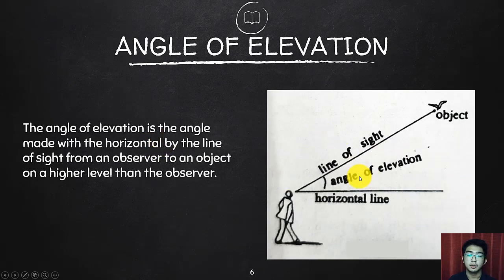The angle of elevation, here is an example, is the angle made with the horizontal by the line of sight from an observer to an object on a higher level than the observer. So for example, if you are looking at an object that is above you, the deviation or the subtended angle from your horizontal line of sight, because the usual line of sight is horizontal, to that object above, that sweeping angle, that rotation that you form with your line of sight, is the angle of elevation. So take note, for the angle of elevation, it's always a higher level. The object is always at a higher level than your line of sight.